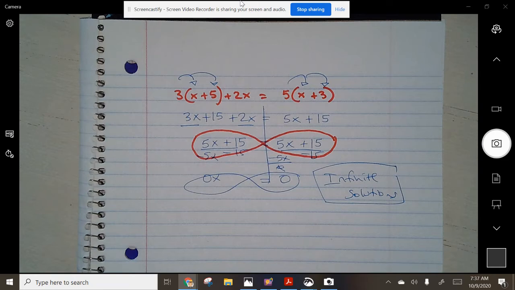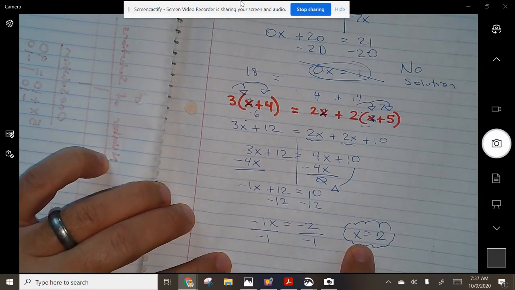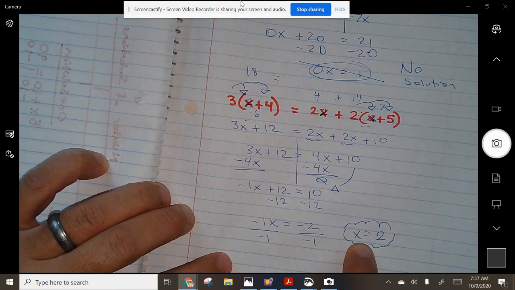Okay? Hopefully you have a good sense of infinite solutions, no solutions, and one solution. Okay? Remember, this one we just did, where we got x is 2, that's one solution. Okay? That's just one answer.